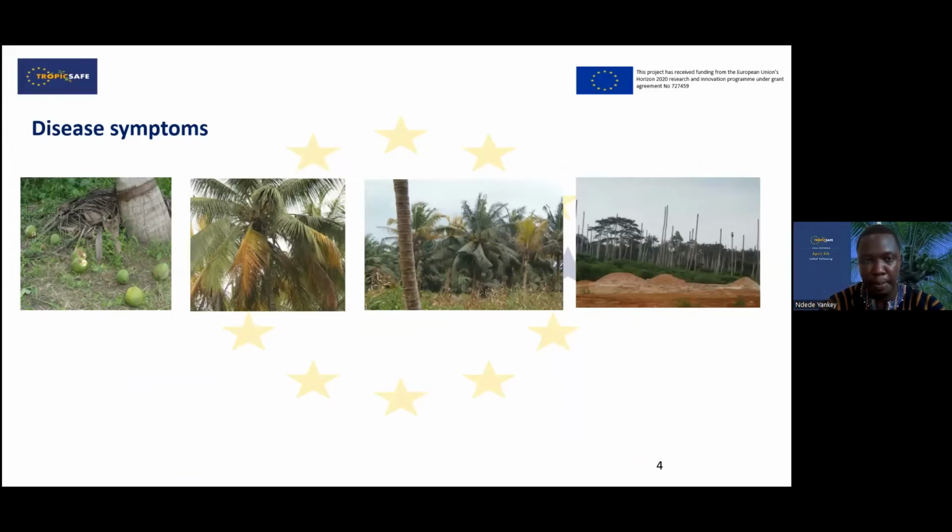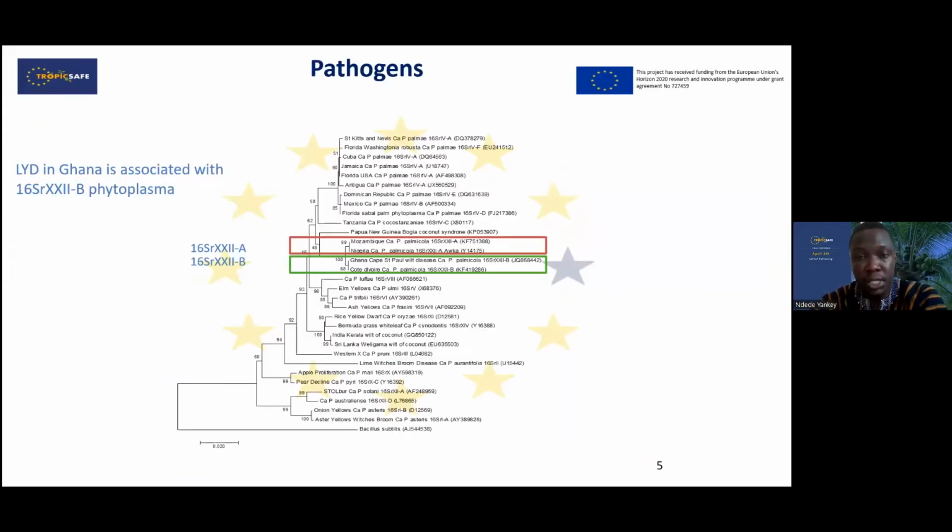Now, the lethal yellowing disease in Ghana is associated with the group 22 subgroup B phytoplasma. In the group 22, there are two main subgroups, as Assunta mentioned in her presentation. We have subgroup A, which encompasses the pathogen that is associated with the disease in Mozambique and Nigeria. And then subgroup B is associated with the disease in Ivory Coast and in Ghana.